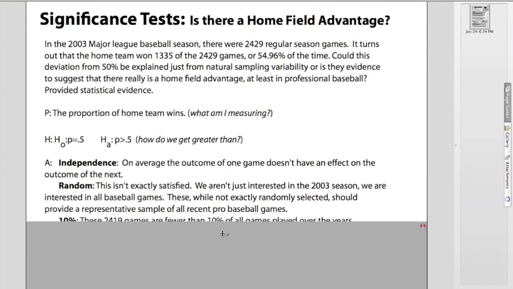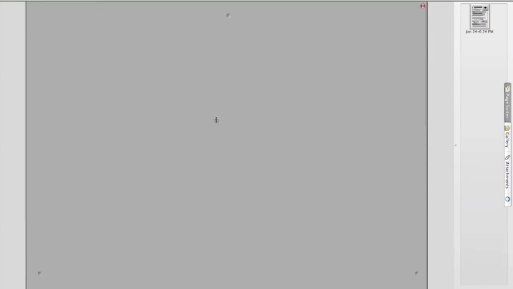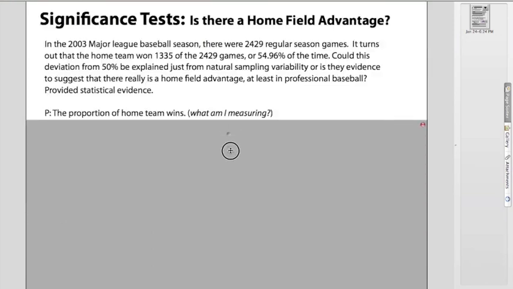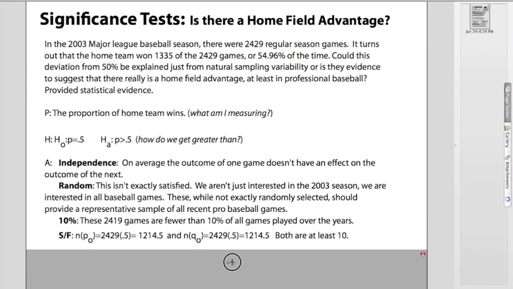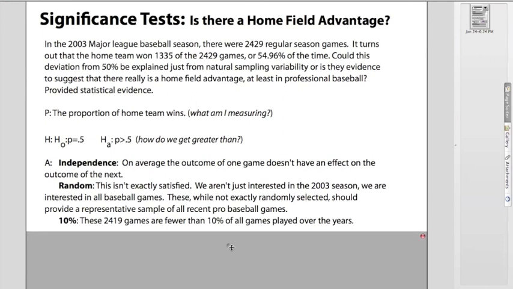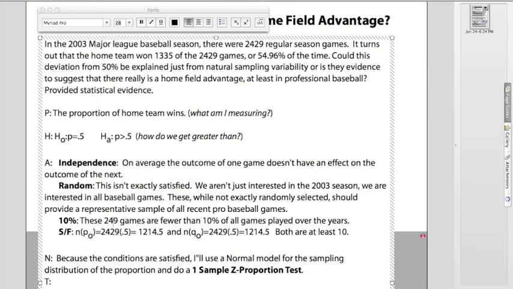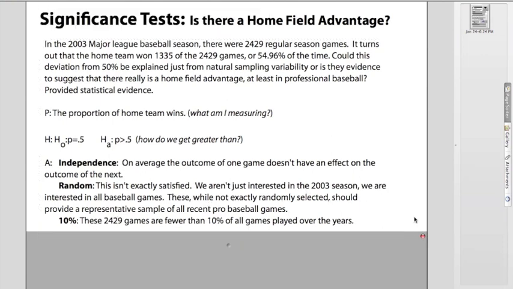Okay, the next part, 10%. You have 2,429 games, which are definitely fewer than 10% of all the games played over the years that baseball has been played. If there are that many games in one year, there are definitely enough games.